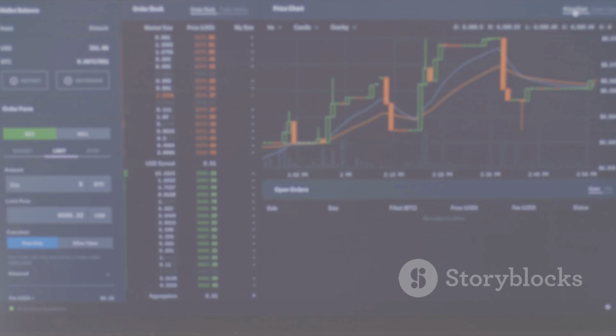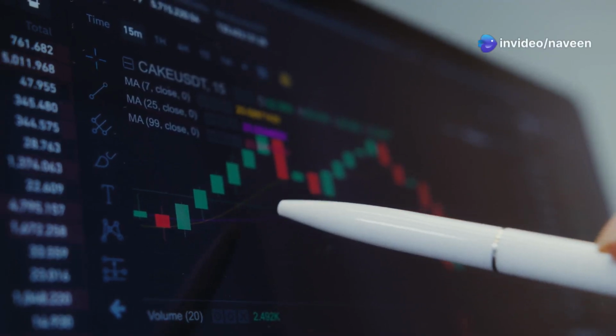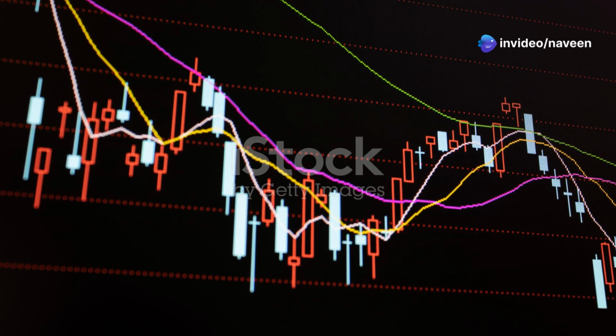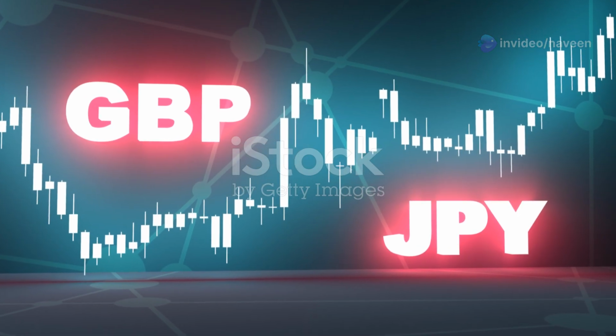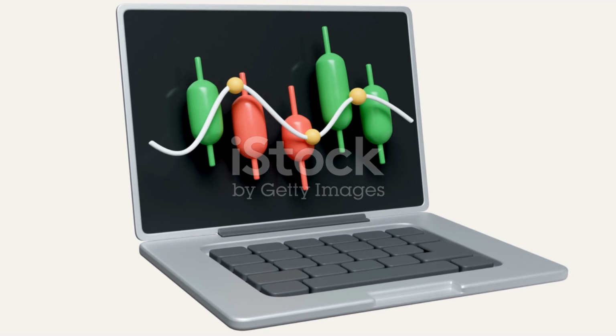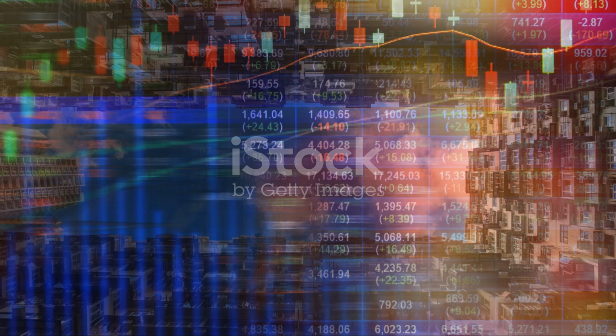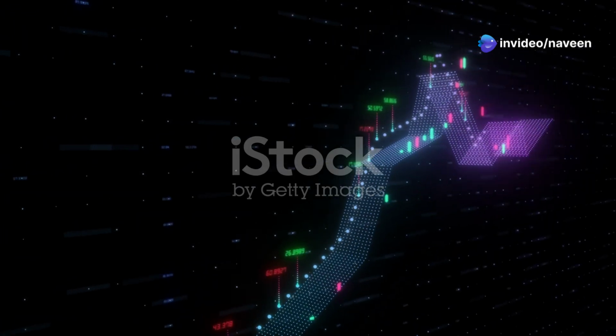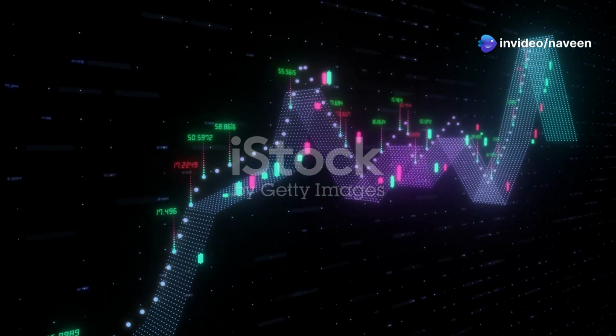There are many candlestick patterns that traders look for. These patterns can provide clues about future price movements. Some key candlestick patterns include Doji. A Doji candlestick has a very small body. It signals indecision in the market. Hammer. A hammer has a small body at the top of a long lower shadow. This suggests a potential reversal from a downtrend to an uptrend.